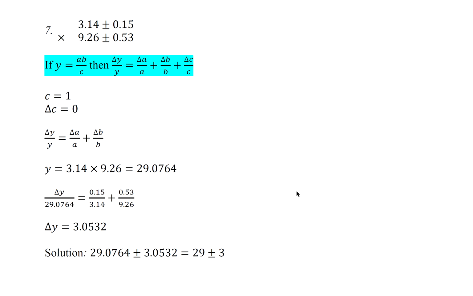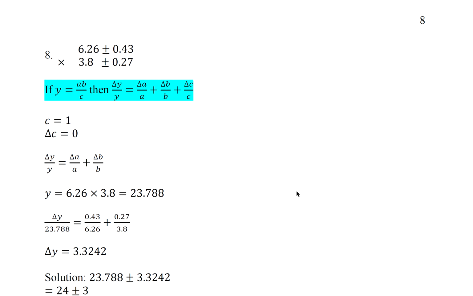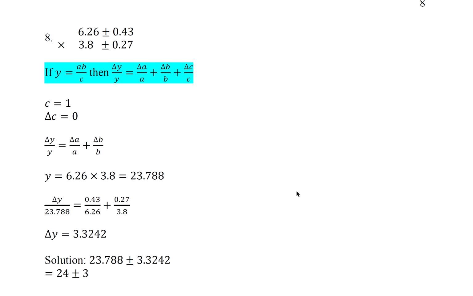So really understand what's happening. First we multiply to get y, and then we plug into the equation to get delta y. Question 8, same thing. When we're multiplying or dividing, we're going to use this equation. And since we're multiplying, c is going to equal 1. So delta c is 0. So the first thing we have to do is solve for y. Second step, we're going to plug in everything into the equation and solve for delta y.